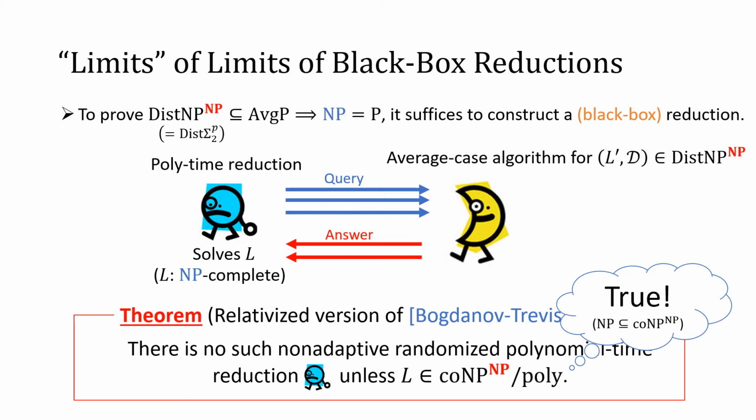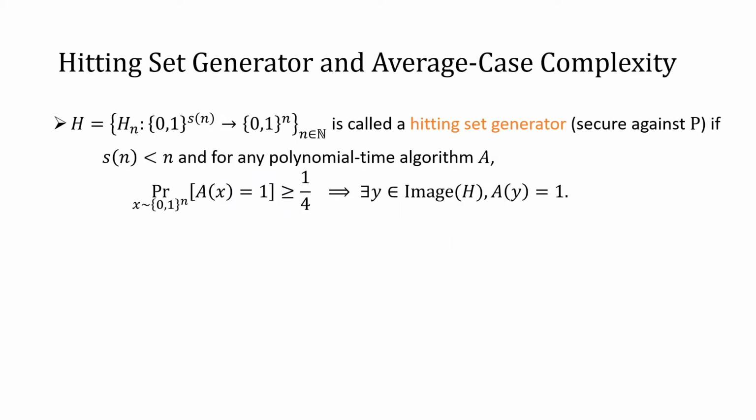Instead, what we do in this work is to restrict the distributional PH problem to the problem of avoiding a hitting set generator, and then I am going to present limits of black box reductions. A hitting set generator is a fundamental notion in the theory of de-randomization. But here, instead of de-randomization, I'm going to use a hitting set generator in order to construct average case hard problems.